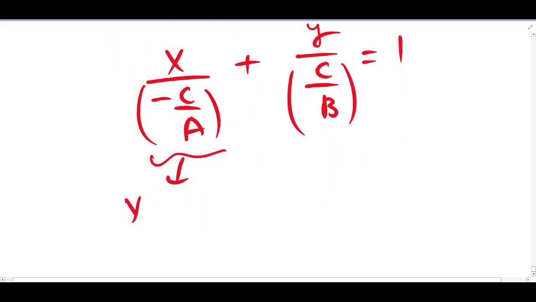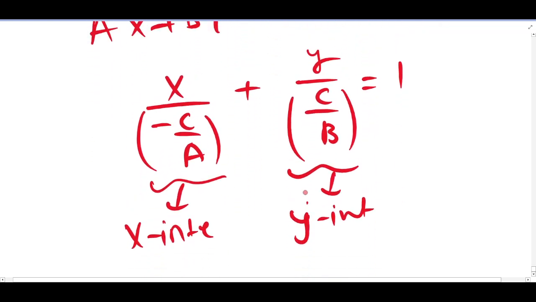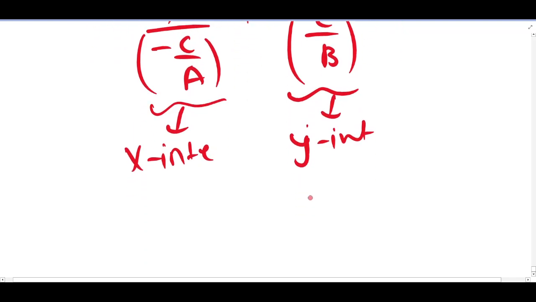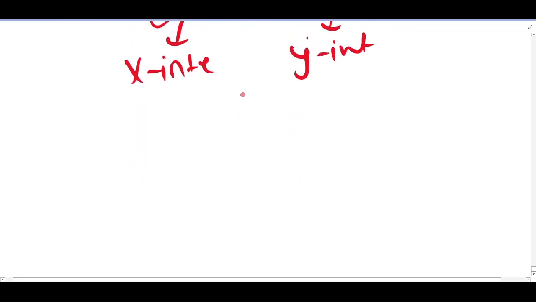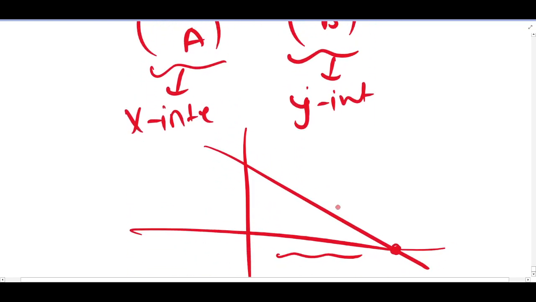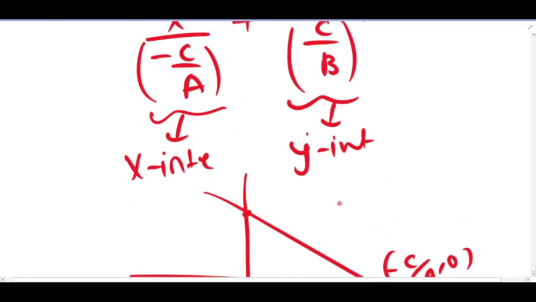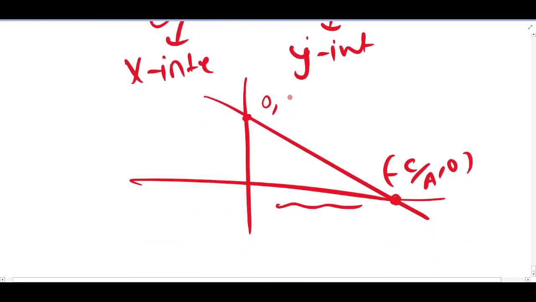So this is x-intercept and this is y-intercept, and this is of the form intercept form. That is, geometrically, x-intercept is minus c by a comma 0, and y-intercept is 0 comma c by b.